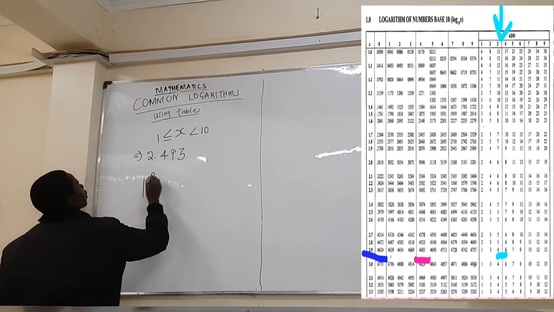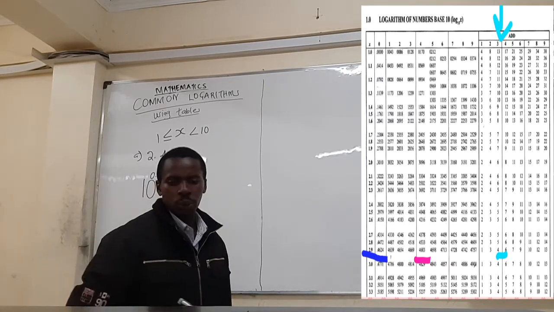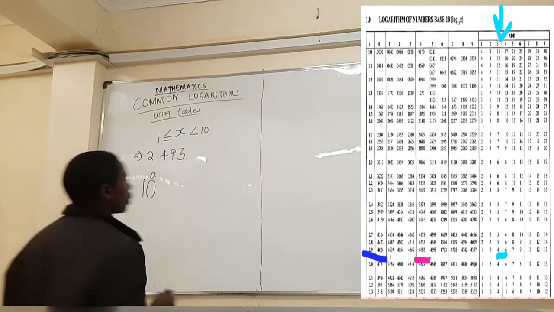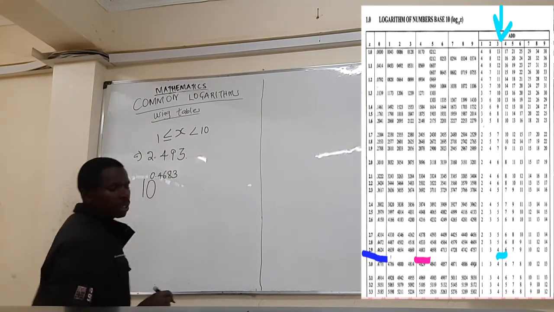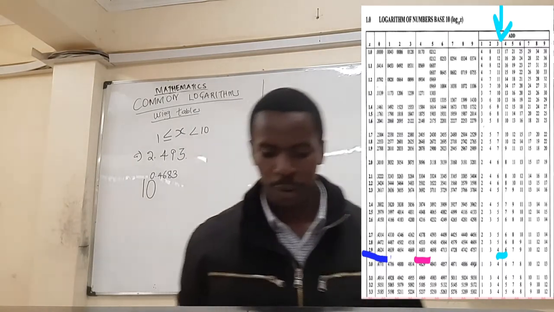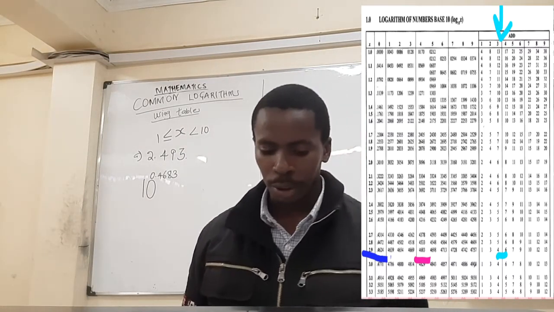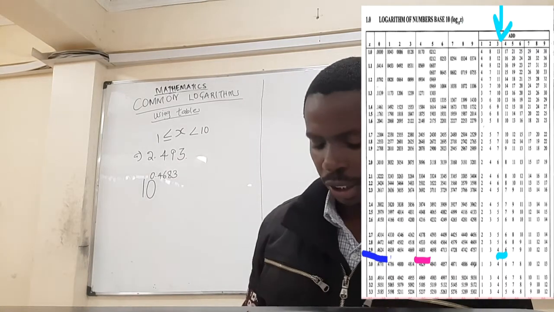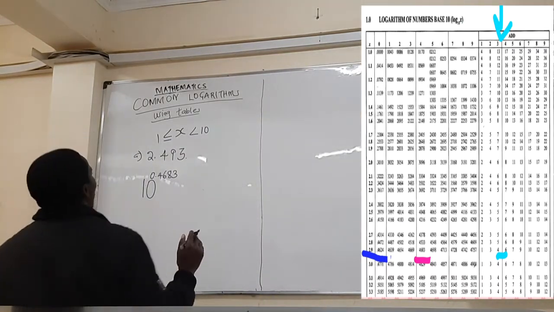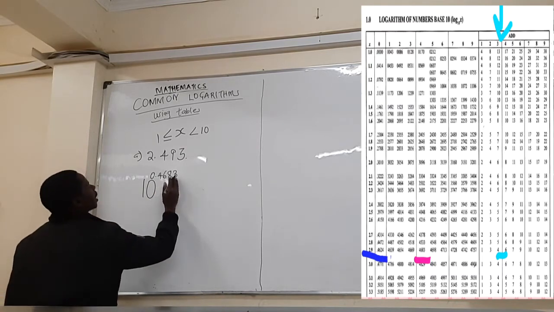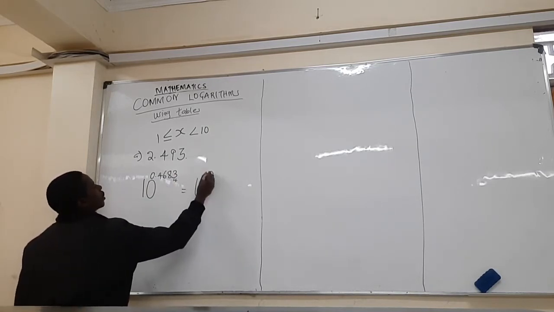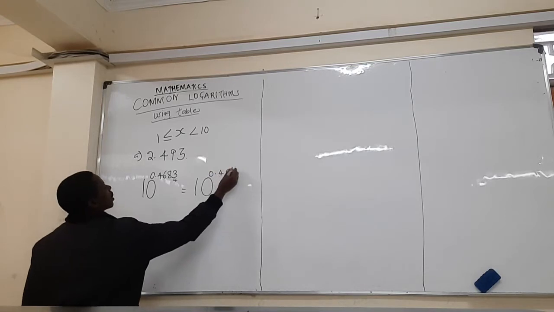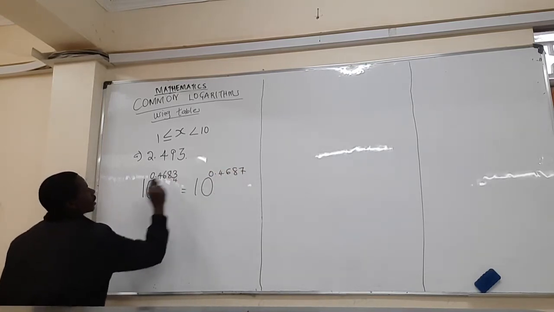So this is 10 power 0.4683. That is the logarithm of 2.94. Then we add the value that corresponds to 3 in the additional part, which is 4. This 4 we add to the farthest right digit. So we have 10 power 0.4687, since 3 plus 4 is 7.